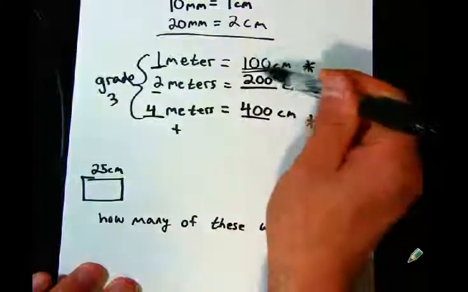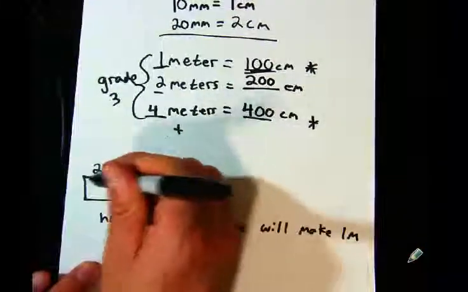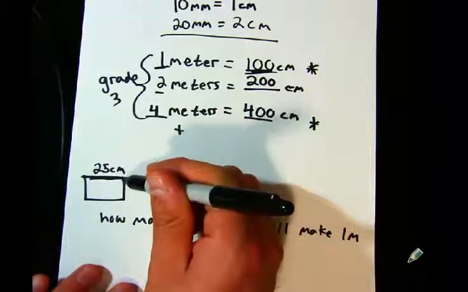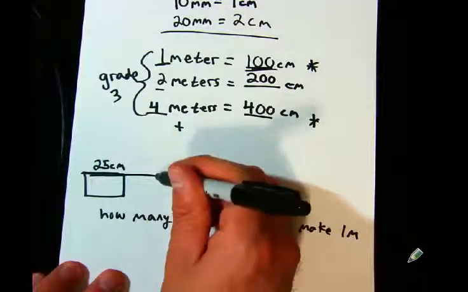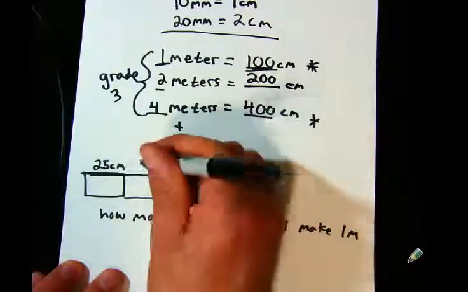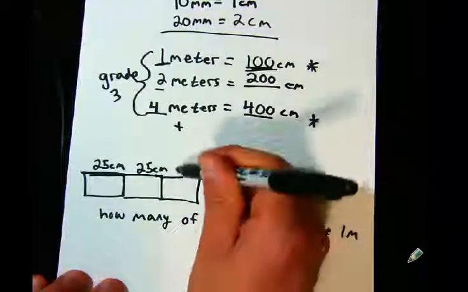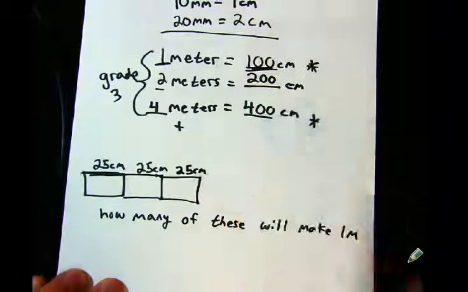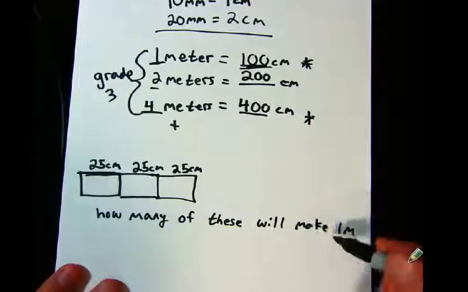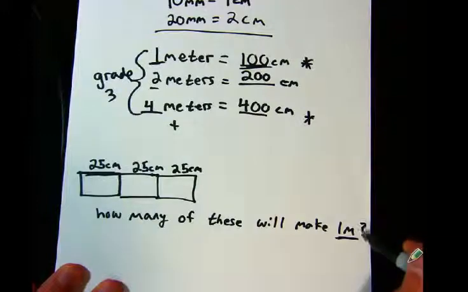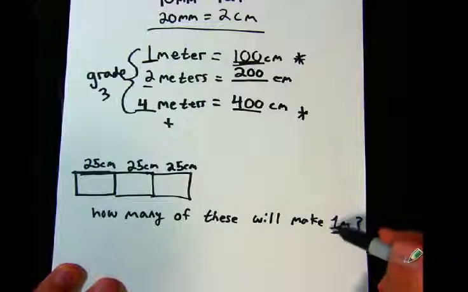And you have to know that a meter is 100 centimeters. This thing here isn't a meter. It's only 25. So I have to get another one and put it beside it. I have to actually draw it in, show my work. That's 25 centimeters. Here is another 25 centimeters. Now ask yourself, am I at 100 yet? Am I at 1 meter yet?